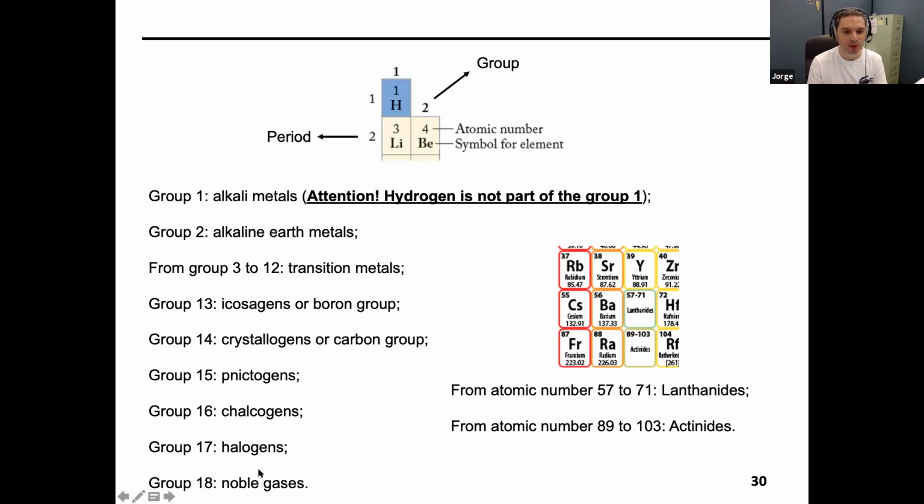Of course, I will not ask you to name each group of the periodic table, because that doesn't make any sense. We can go back to the book and look at the names, and you don't need to know this by heart. I need you to know that the number of the group corresponds to the number of valence electrons, and the number of the period corresponds to the number of shells.